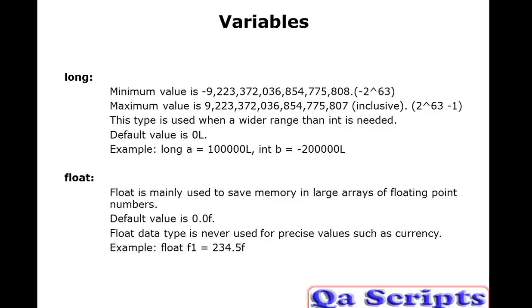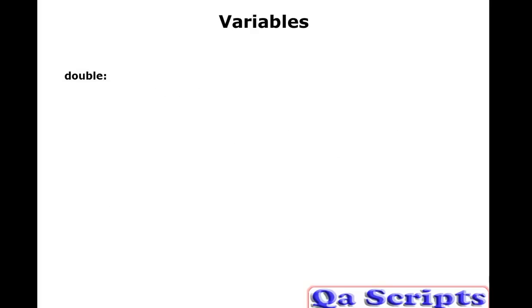The example of how to define float is very simple. We can use the float keyword, that is the data type, followed by a variable name, that is f1 equals, and here you can mention a value for it with fractional numbers followed by the f keyword.